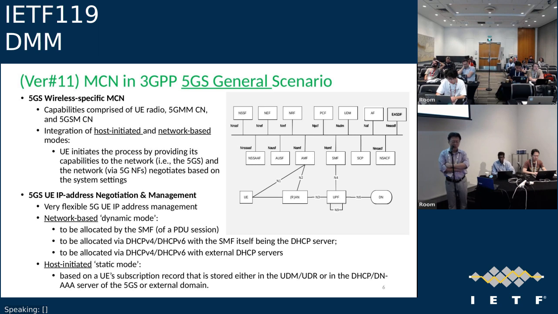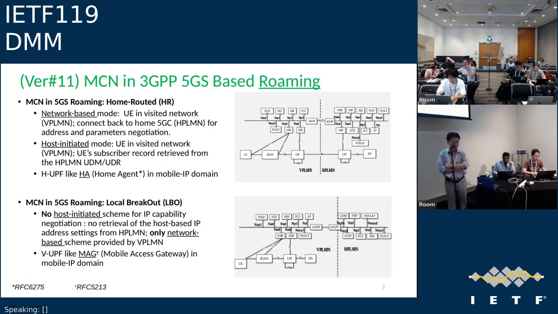So it's like the integration of host initiated and network-based modes. And for the 5G, the UE IP address negotiation and management is also comprised of both the network-based, like a dynamic mode, and host initiated, like a static mode. It's very flexible and versatile, as provided by 5GS for these things. So 5GS is very powerful, or flexible, or complicated in other words. So here it's both sides. That is the previous slide talking about 5GS in the general scenario.